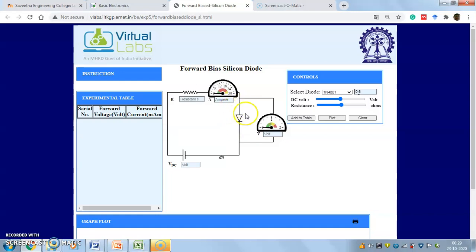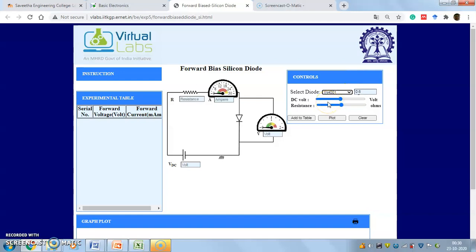This is for a simulation lab. For the simulation lab, first we have to set the diode. We have to select the diode 1N4001. This is a silicon diode. The voltage is 0.6.